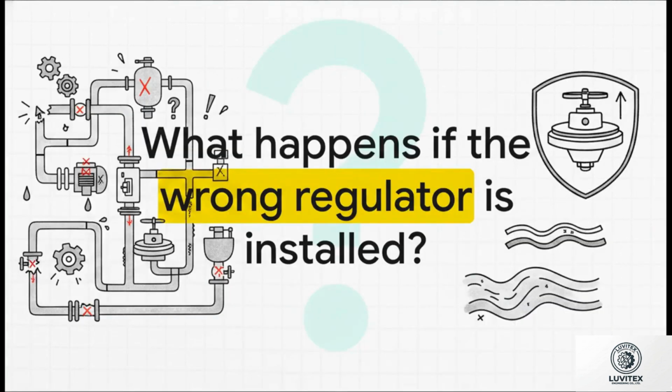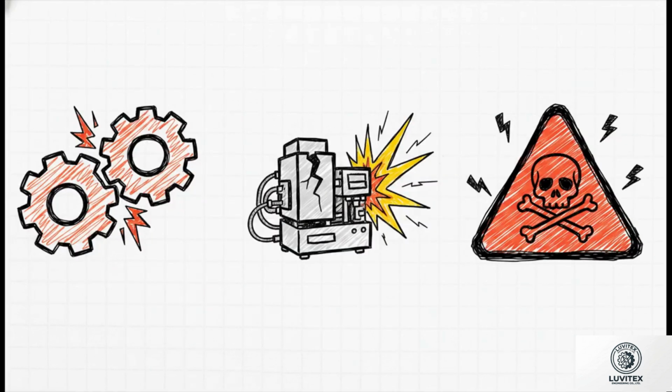Let's kick things off with a pretty high-stakes question, one that literally every facility operator has to face at some point. What actually happens when the wrong pressure regulator gets installed in your system? It's really easy to look at a regulator as just another piece of basic hardware, but the reality? This one specific choice completely dictates the operational integrity of your entire process. Because selecting the wrong component doesn't just mean you're going to have a bad day at the plant.